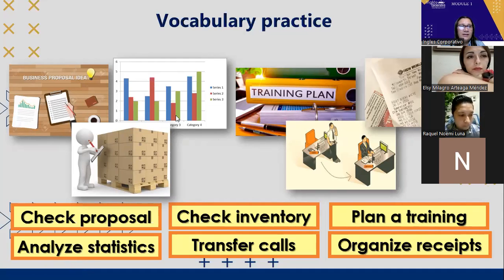So let's see. We have some pictures. We have the vocabulary here. Check proposals, business proposals, or plannings, right? Or project proposals, right? Analyze statistics when we have this graph, okay? After making a research or a survey that we have these results, we analyze the results. Okay, check inventory, what we have in the warehouse or in stock, right? So if it's products, we check inventory.